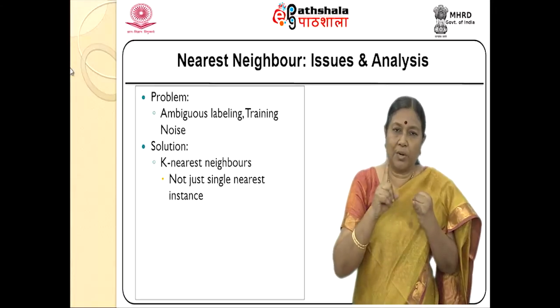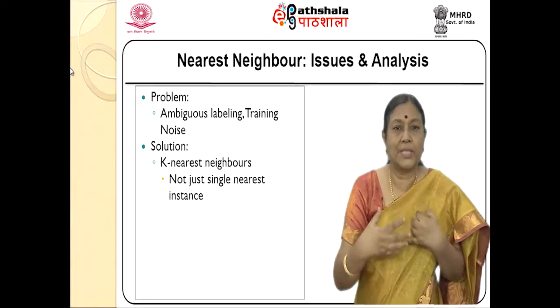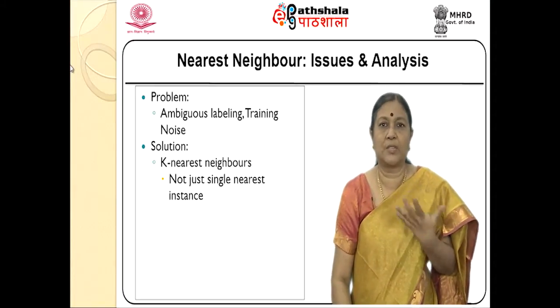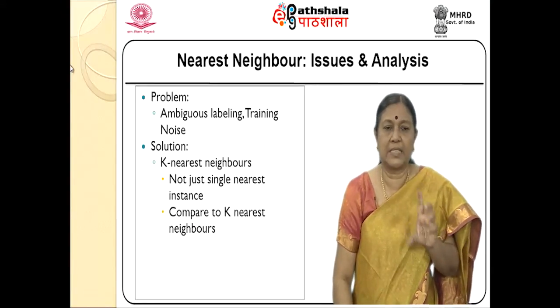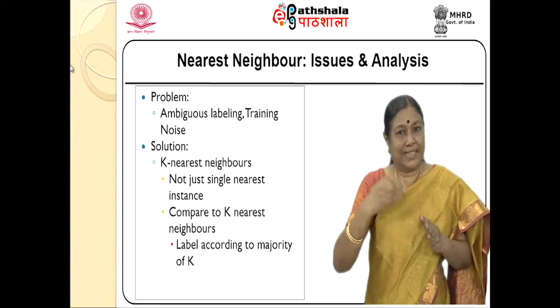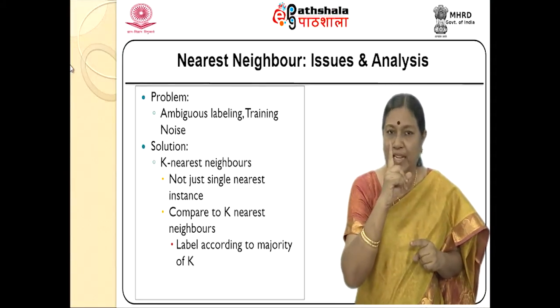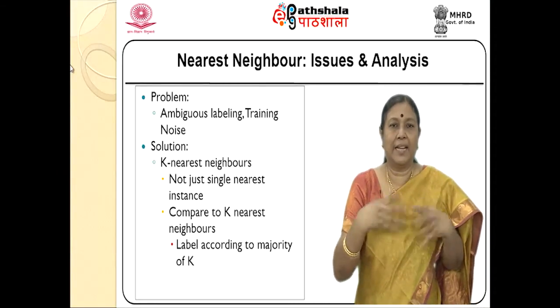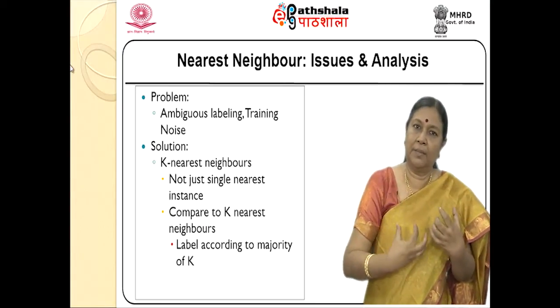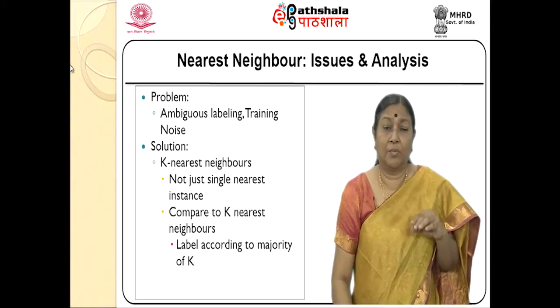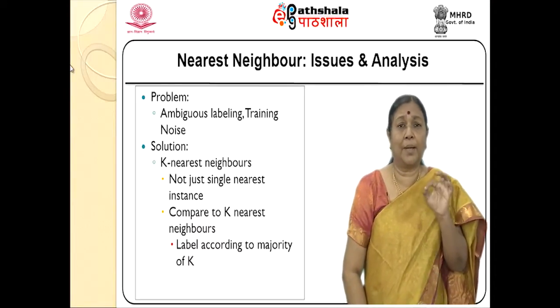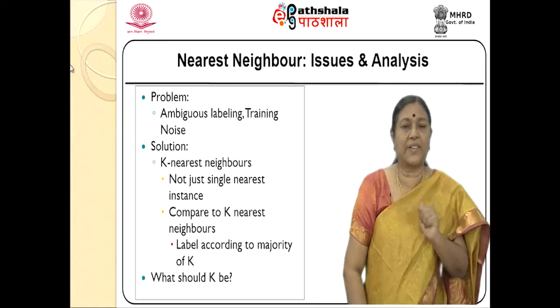So, instead of using only a single neighbor, we are going to use k neighbors, k instances, to compare with, and there are different methods we can use. We will discuss this later. Instead of comparing to only one neighbor, we label according to the majority, like a voting principle. And now the question arises: I am comparing it with the k neighbors, so what should this value of k be?